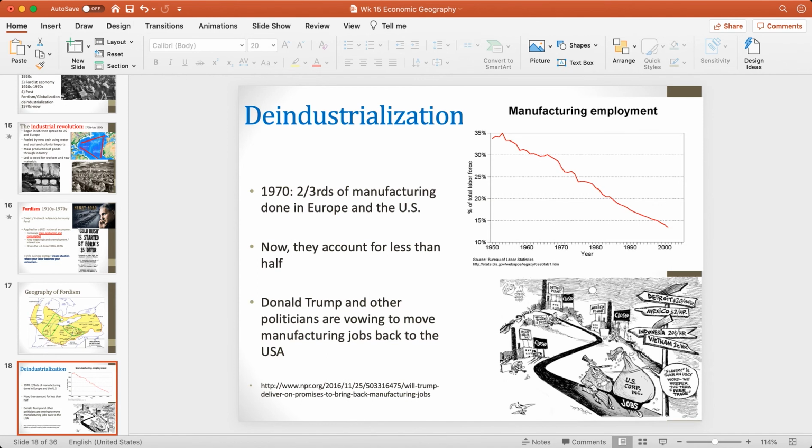Then, starting in the 1970s, we really start to notice that this era is running out of steam. So, as you can see from this graph here, manufacturing employment was already starting to decrease, but just since 1950, the second part of the 20th century has really shown a steady decline. Whereas Europe and the United States did a ton of manufacturing, now not as much.